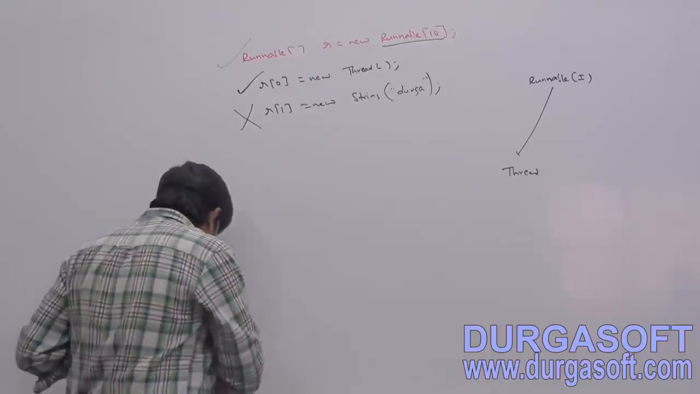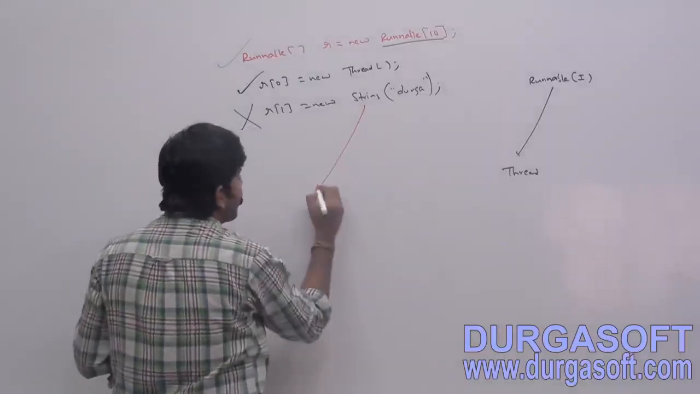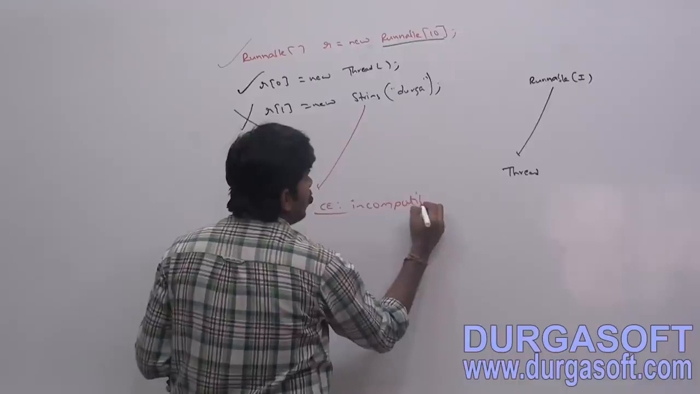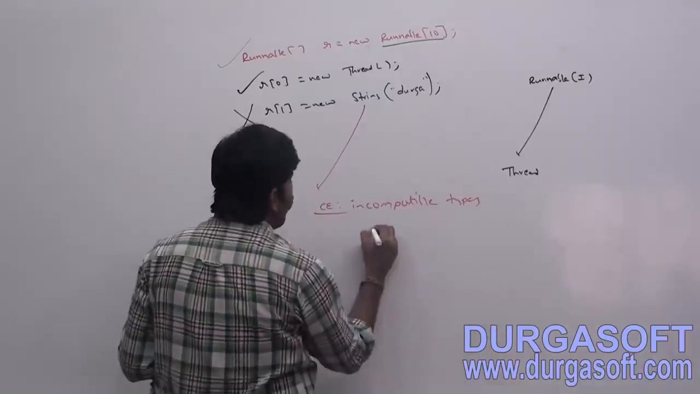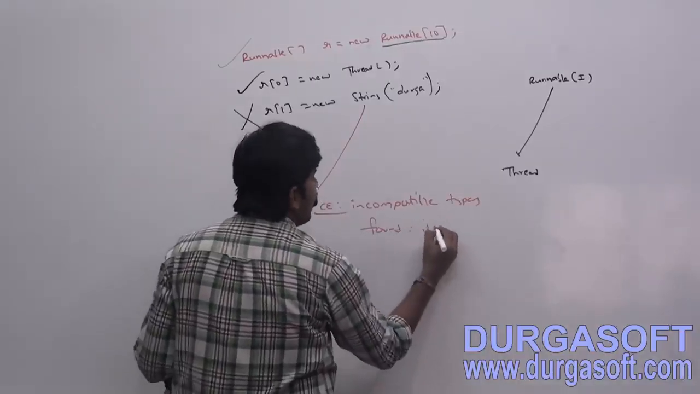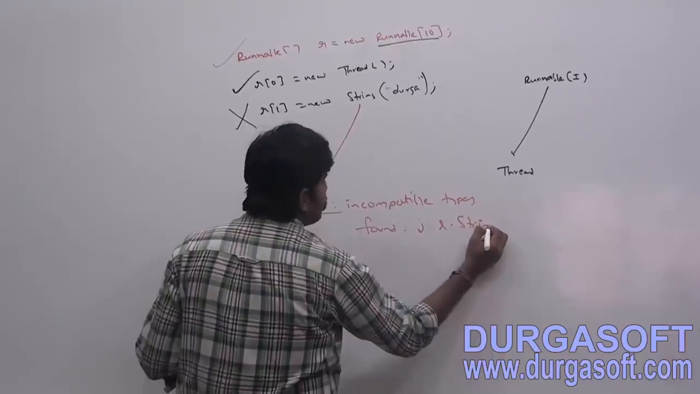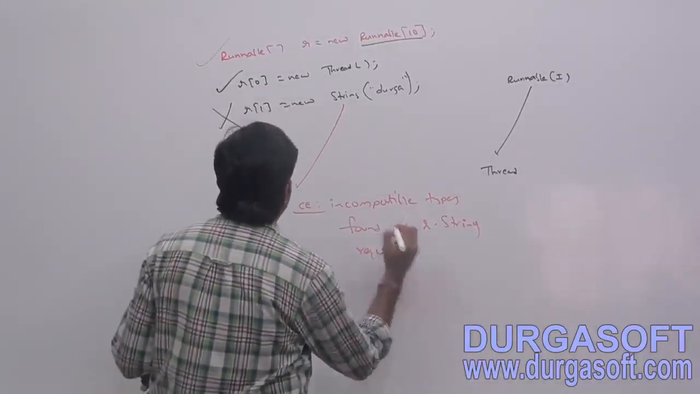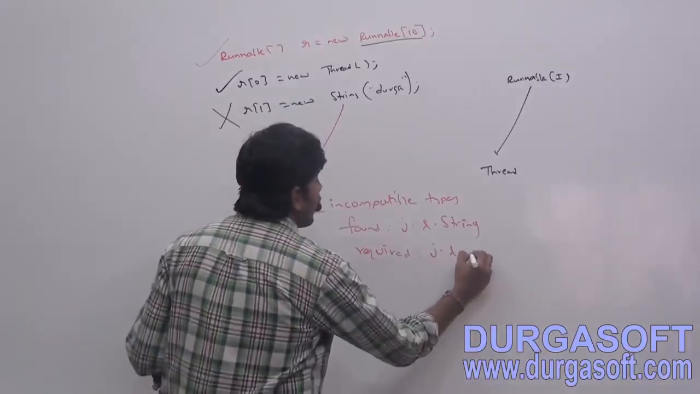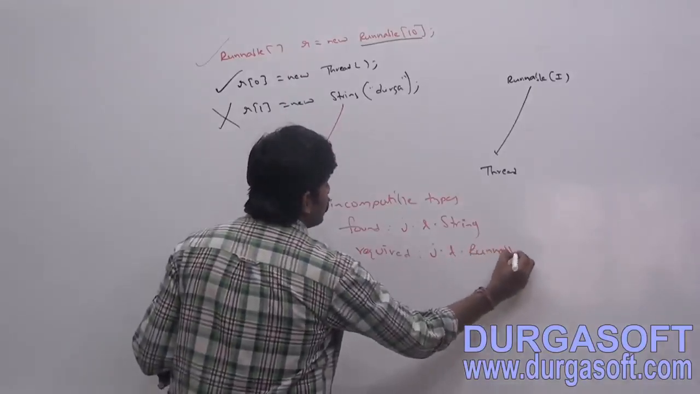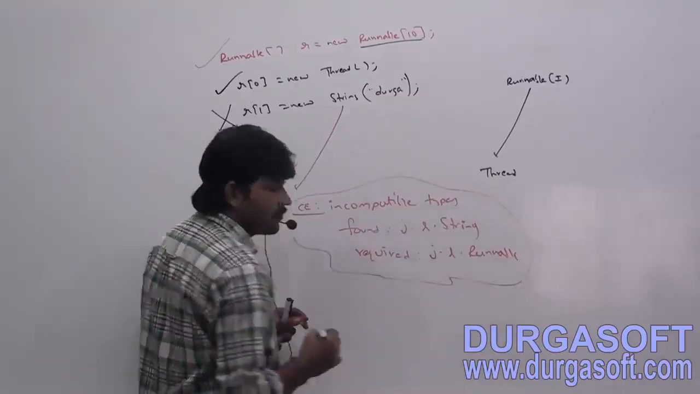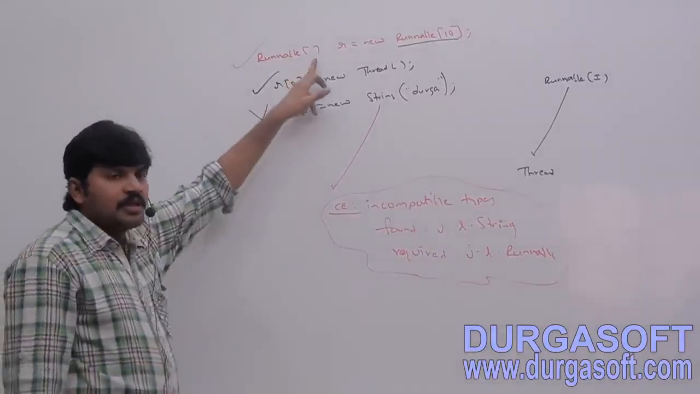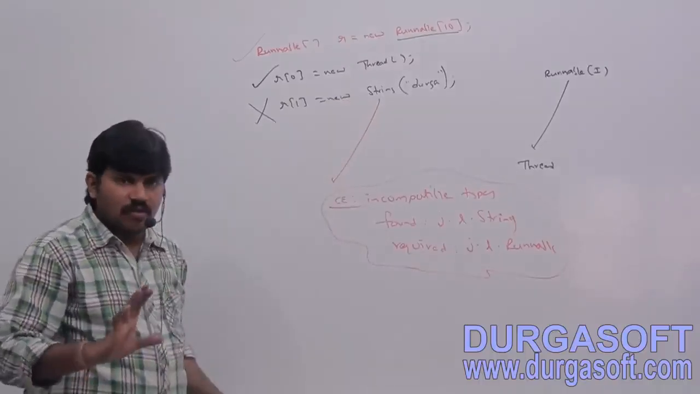The Runnable interface, right? That's why we get a compile time error: incompatible types. Found: java.lang.String, required: java.lang.Runnable. I hope that is clear for all of you. So if it is an interface type array, its implementation class objects are allowed, no problem at all.